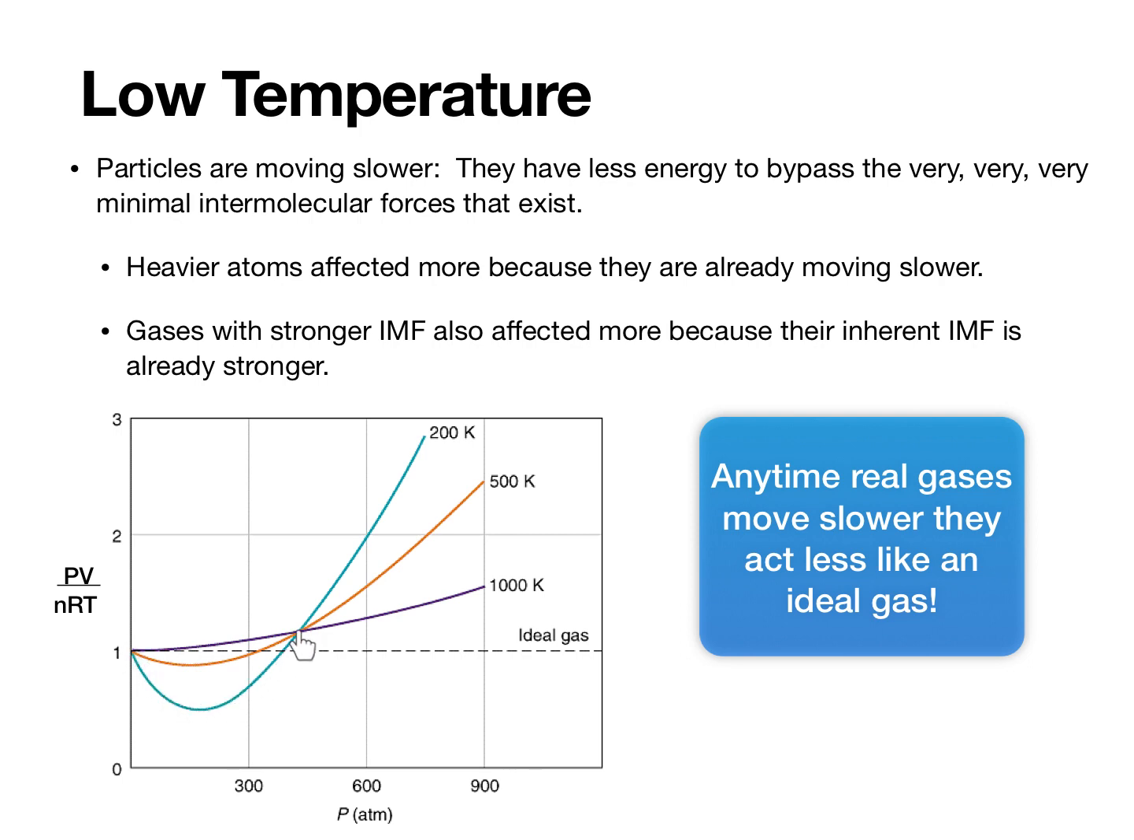At really low temperatures, the gas takes a big dip and then increases, but as you warm it up, the dip is less, and the increase is less. And at really, really warm temperatures, this gas behaves very similar to the ideal gas because it's closest to that horizontal line. Basically, what I'm saying is anytime real gases move slower, they act less like the ideal gas.